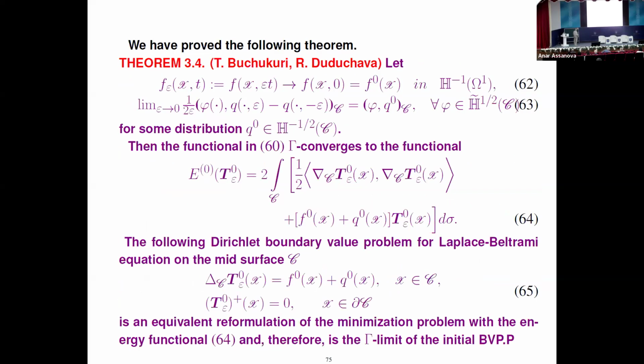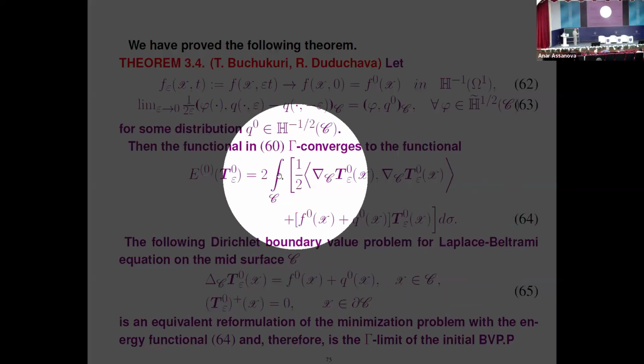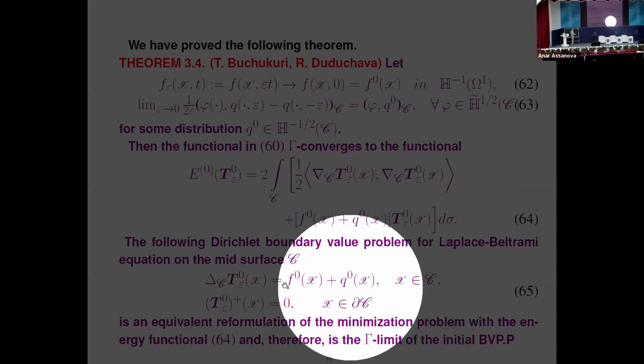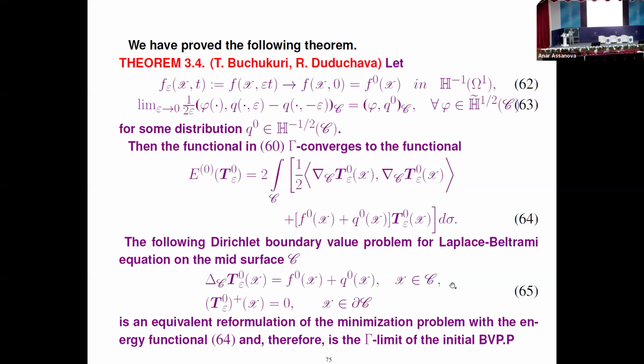Yes. Here. This is the energy functional which we get as a limit. And here is the boundary value problem, which is equivalent to this limit functional. And you see that the flux conditions migrated to the right-hand side. They stand in the right-hand side now. I think it is the most interesting in this gamma limit, that some functions migrate from one condition to the right-hand side to other conditions and so on.